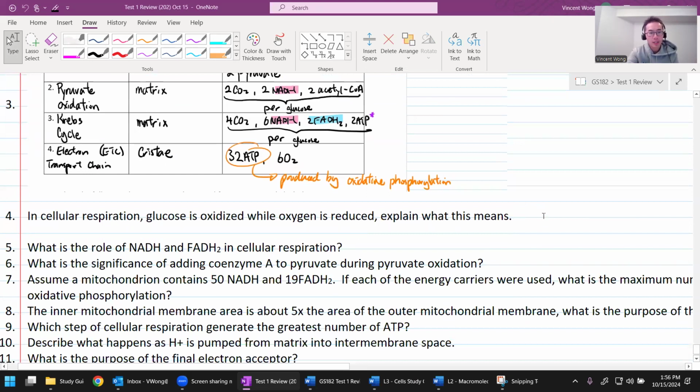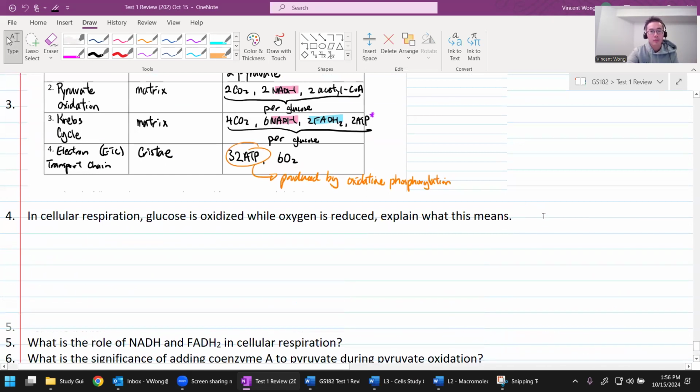Okay. In cellular respiration, glucose is oxidized while oxygen is reduced. Explain what it means. Well, glucose is oxidized, meaning there's a loss of electrons, and then it becomes carbon dioxide ultimately. Whereas oxygen is reduced, meaning it's going to gain electrons, and then it's going to become water.